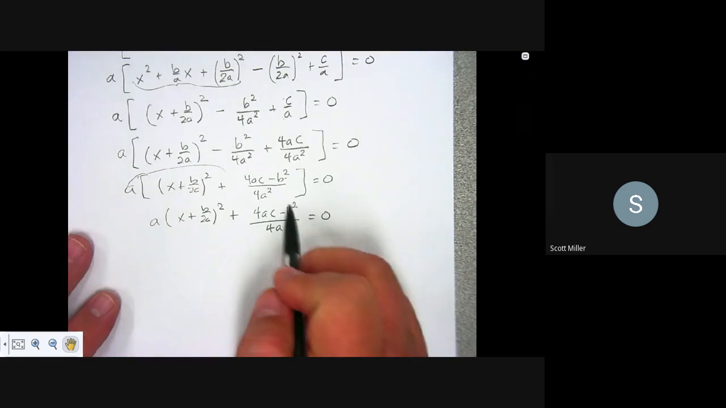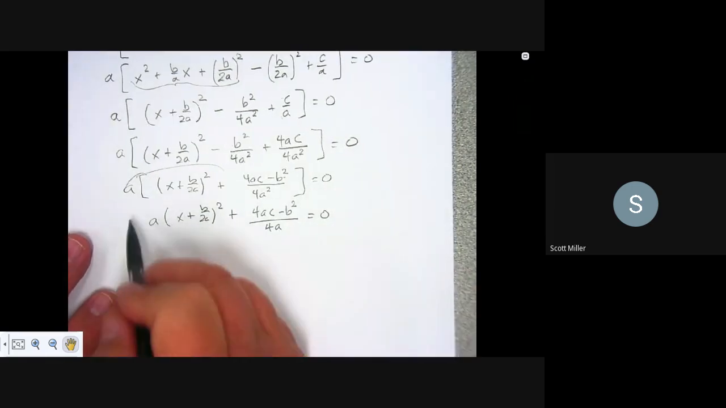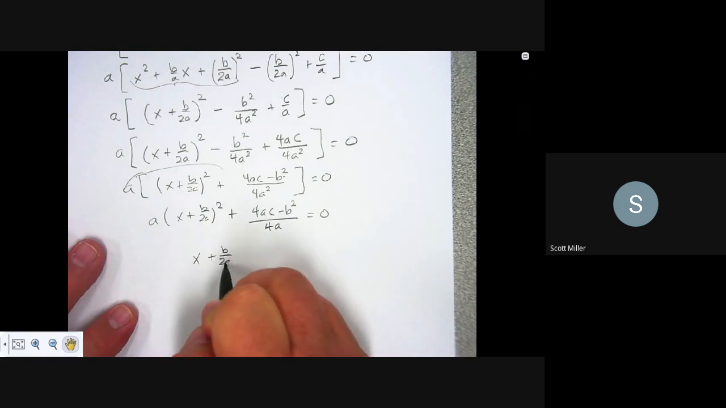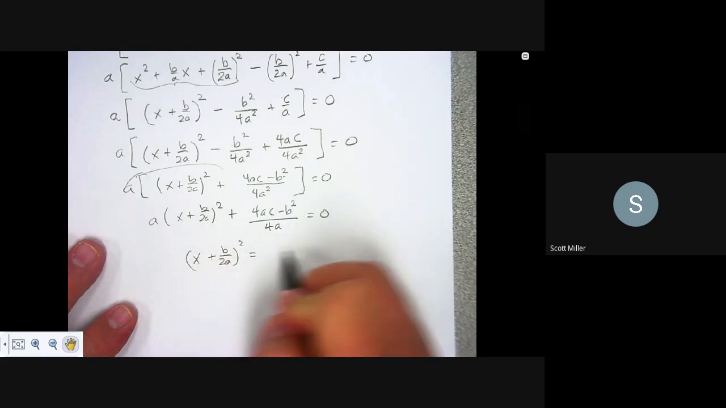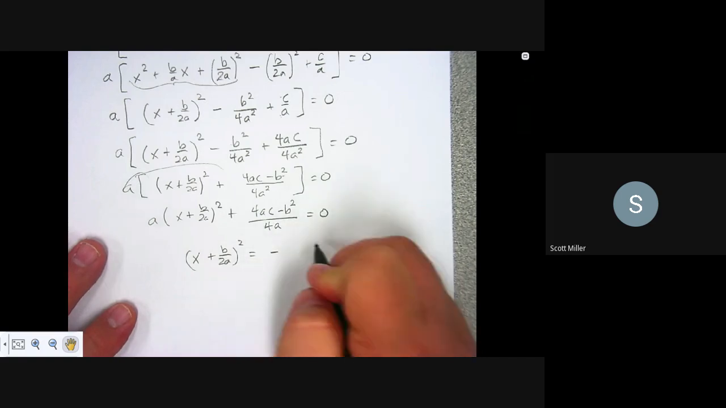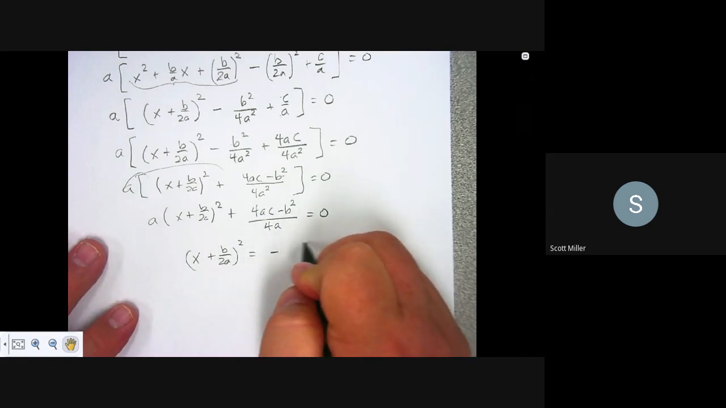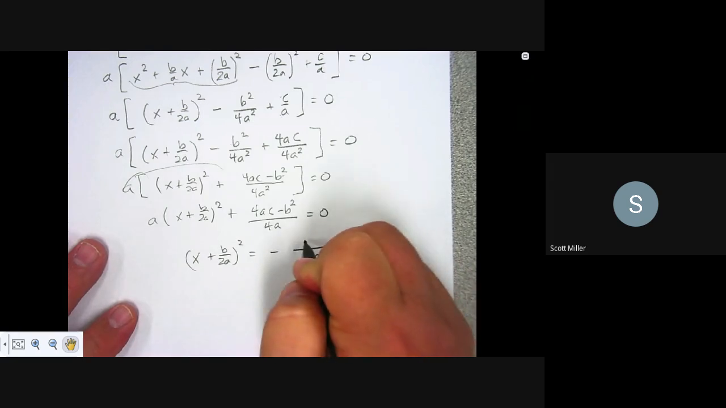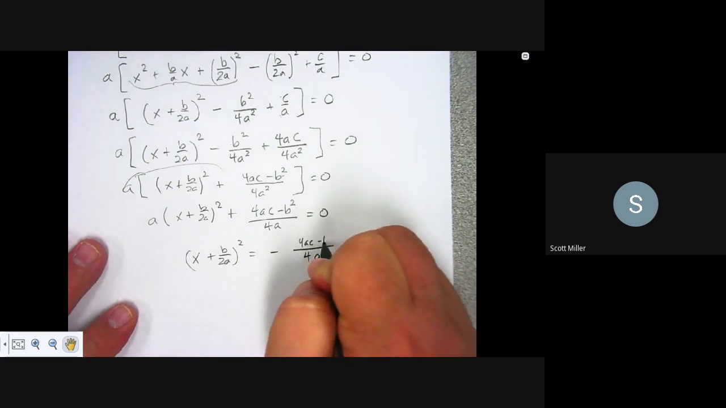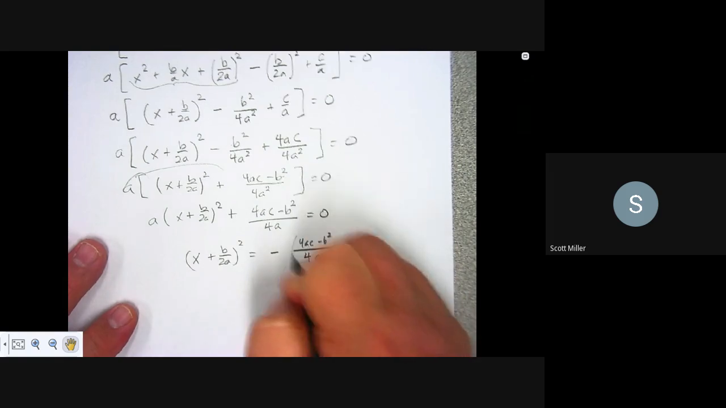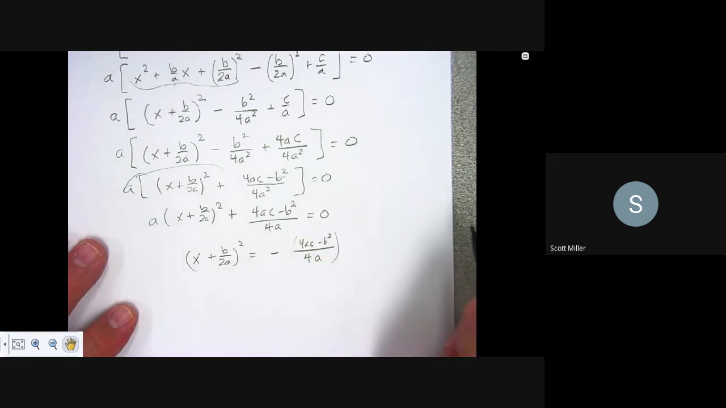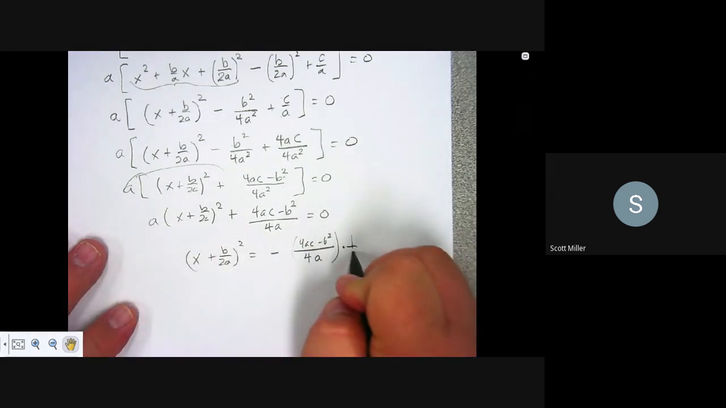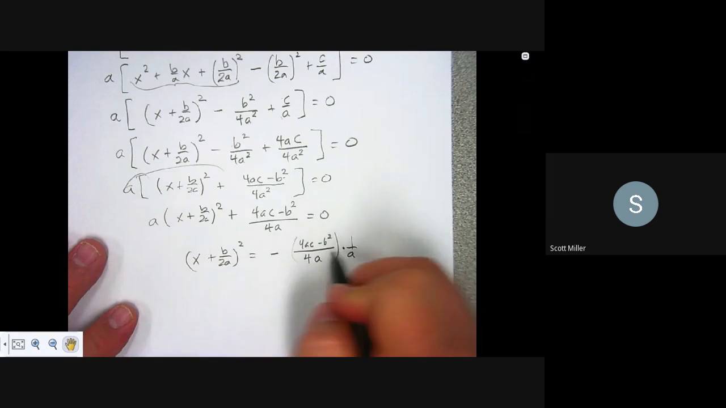So I'm going to subtract this quantity to the side, and then I'm going to divide by a. So in doing that, you get this right here. And this becomes a negative fraction, 4ac minus b squared. So I'm going to put this in parentheses here just so we don't confuse the signs. And then I'm going to get rid of this a by multiplying both sides by a. So I'm now going to multiply by 1 over a. I wanted you to see it that way so you can see what's going on.